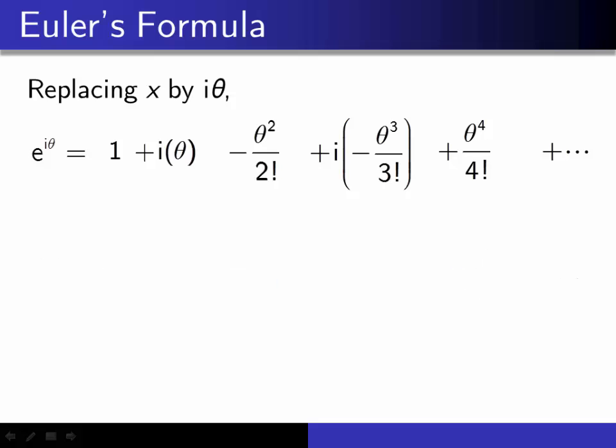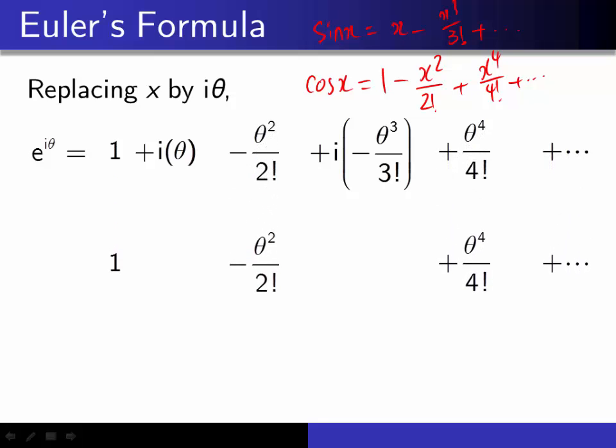If you go back, cosine x is what? This is the Maclaurin series of cosine x. Then the series for sine x is this one. Can you see that? So what I'm going to do now is bring down all the terms without the i. Actually, this will give me the Maclaurin series for cosine theta.